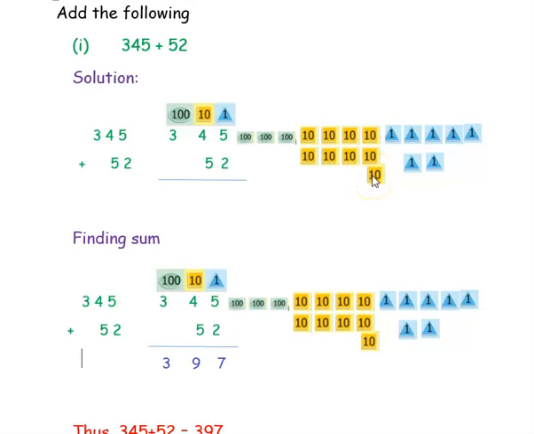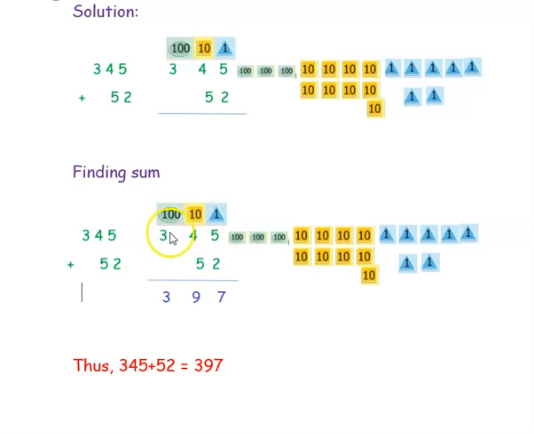Next part we are going to find the sum of 345 and 52. Now we'll count the number of ones. 1, 2, 3, 4, 5, 6, 7 ones are there. So I have written 7 in the ones column. Now we will count tens. 1, 2, 3, 4, 5, 6, 7, 8, 9. So 9 tens are there. I have written 9 in the tens column. Then we'll count hundreds. 1, 2, 3. 3 hundreds are there. I have written 3 in the hundreds column.